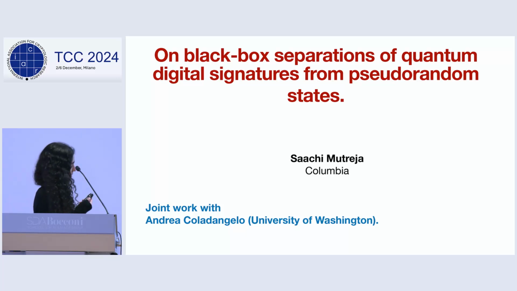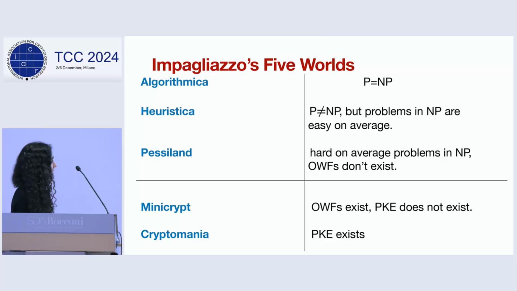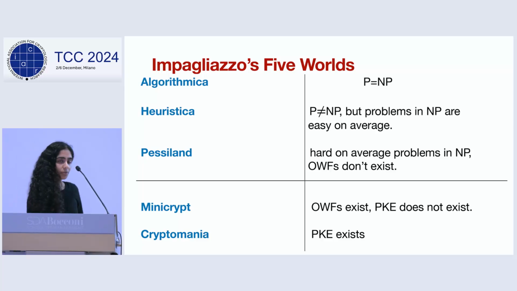A good way to motivate that is talking about Impagliazzo's five worlds. These are five possible resolutions to the P versus NP question, ranging all the way from Algorithmica, a world where P equals NP, all the way to Cryptomania, where not only is P not equal to NP, but public key encryption exists. So if you're a cryptographer, then ideally we want to be living in Minicrypt or Cryptomania.